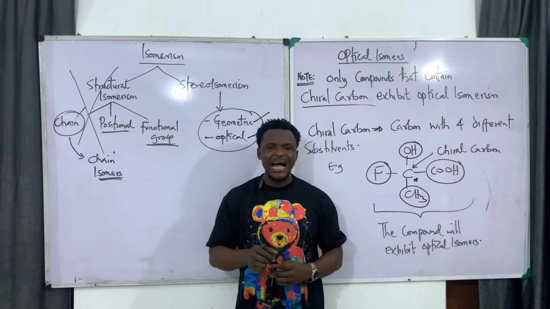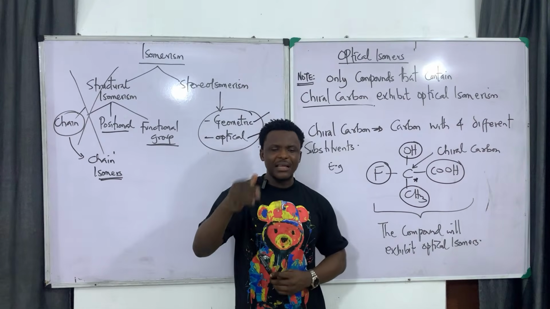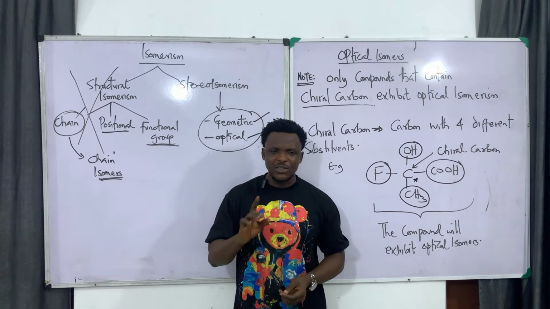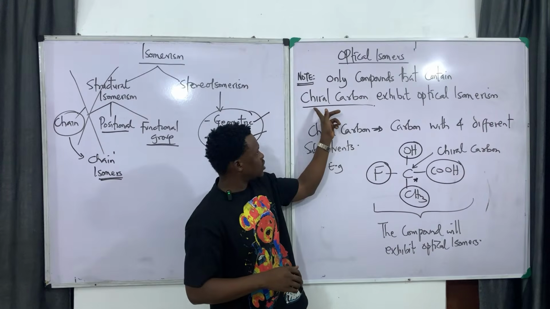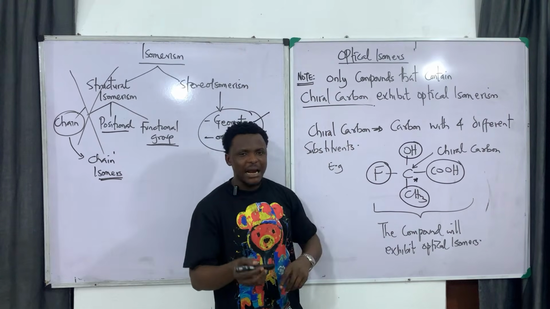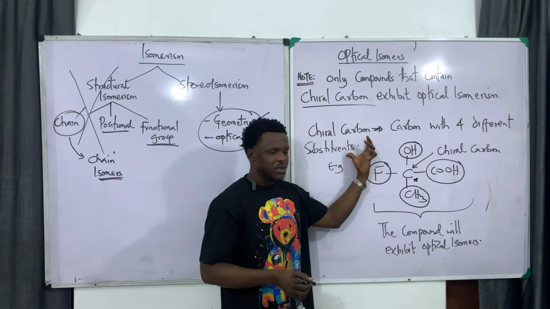So just in case they ask you in exams, what is a criteria for a compound to exhibit optical isomerism? A presence of a chiral carbon. What is a chiral carbon? Carbon with 4 different substituents. Okay?